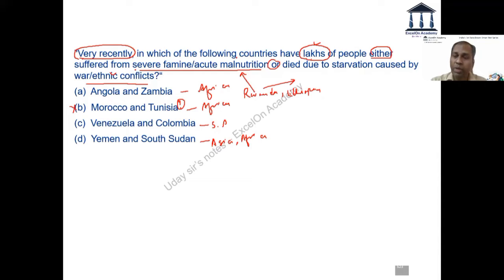Same with Venezuela. Venezuela is one of the, unfortunately, most volatile economically. They've had inflations in 4 digits, 3 digits, 150% inflation, stagflation, if you have studied in economics. So Venezuela has all the economic problems that you can think of, but still it does not satisfy these 2 criteria. So I will kind of strike off Venezuela and Colombia also. Okay. Now I have Angola and Zambia. I'll have Yemen and South Sudan.